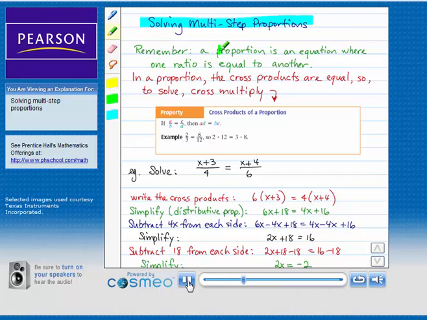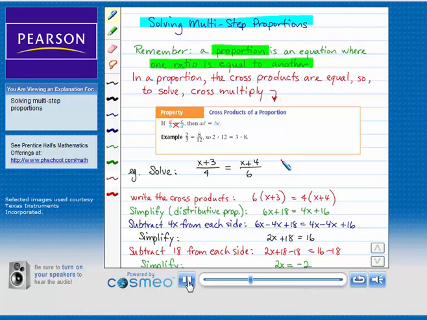Remember, a proportion is simply an equation where one ratio is equal to another. And in a proportion, the cross products are equal. So to solve, if there's a variable or an unknown value, I simply cross multiply. You can look at the illustration that I've given you. If a over b is equal to c over d, then you can cross multiply a times d, and that will equal b times c.